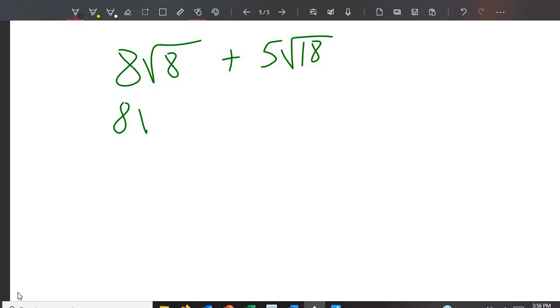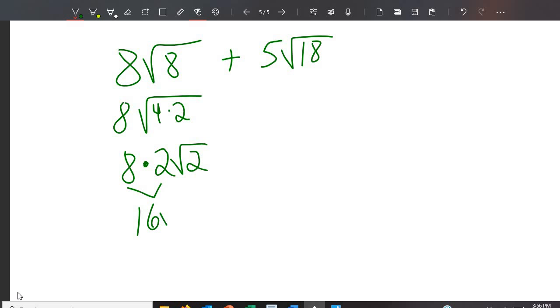So we're going to take the 8, we break it apart, it's 4 times 2. Now, here's something I didn't mention earlier. This 8 is multiplied. When I take the square root of 4, I get 2. So I've got an 8 in front of the 2, square root of 2. You have to multiply those two numbers together in order to keep simplifying it.